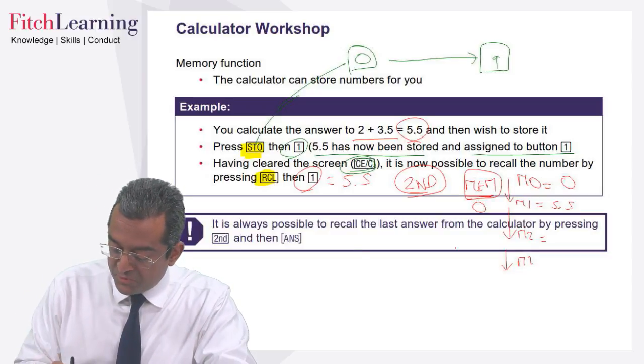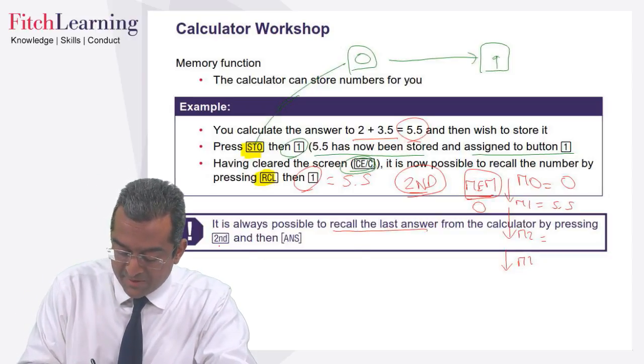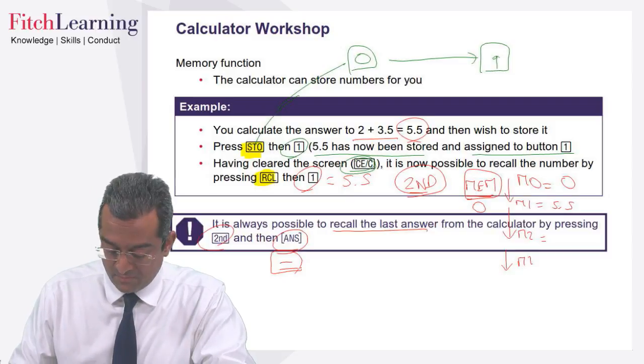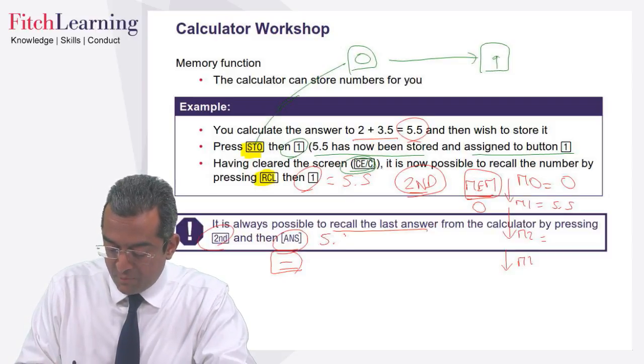Also, it's possible to recall the last answer from the calculator by pressing the second button, and then the equal sign gives you access to the answer. So hopefully, again, guys, you get the 5.5.